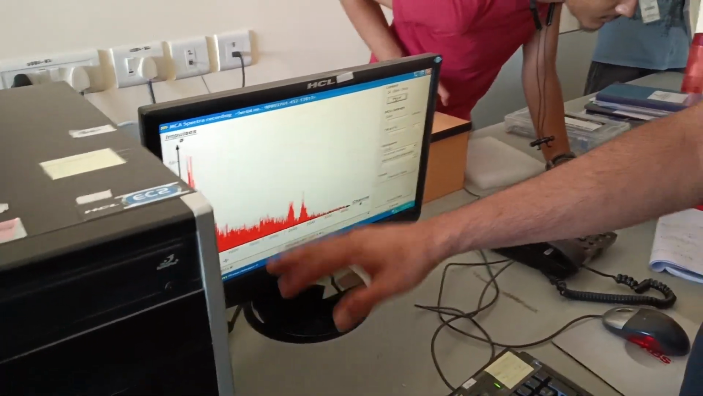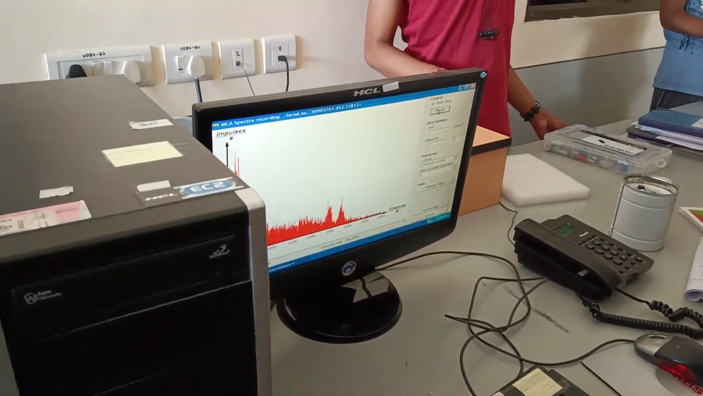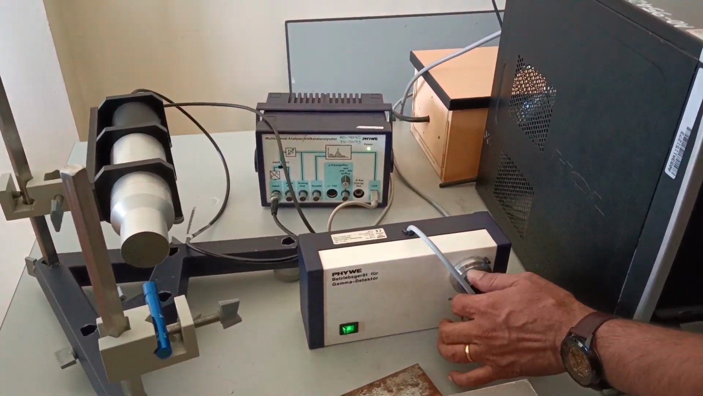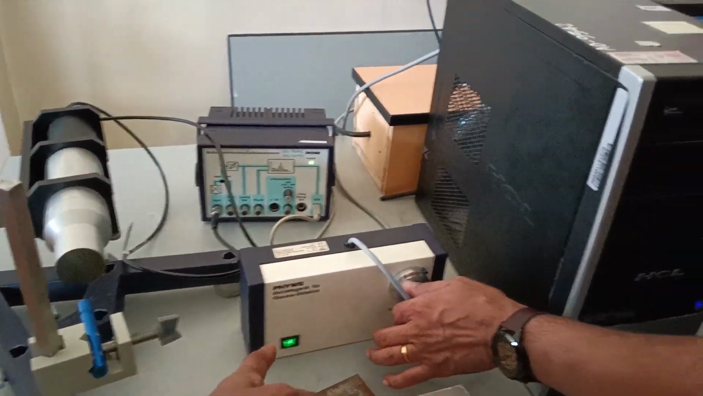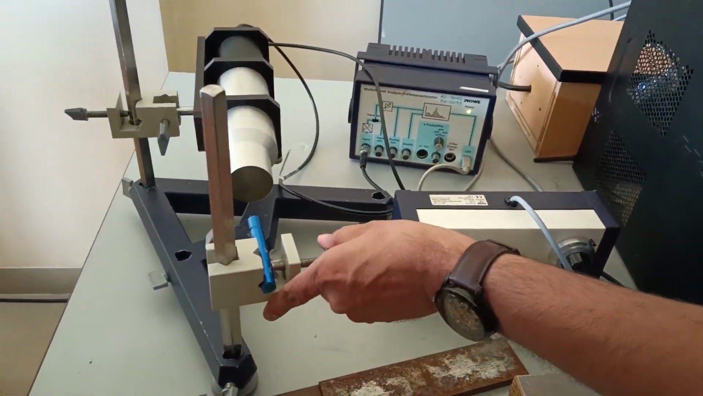You're going to fit a Gaussian function here and here and get the resolution and get the Compton properties of this gamma ray. Please be careful with the source, and please be careful with this. This is the detector, no? This is the high voltage for the detector. This is the detector.